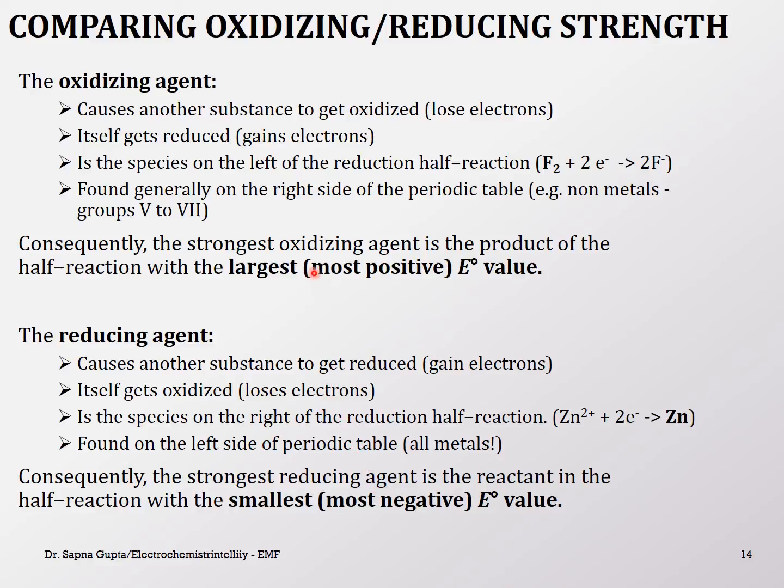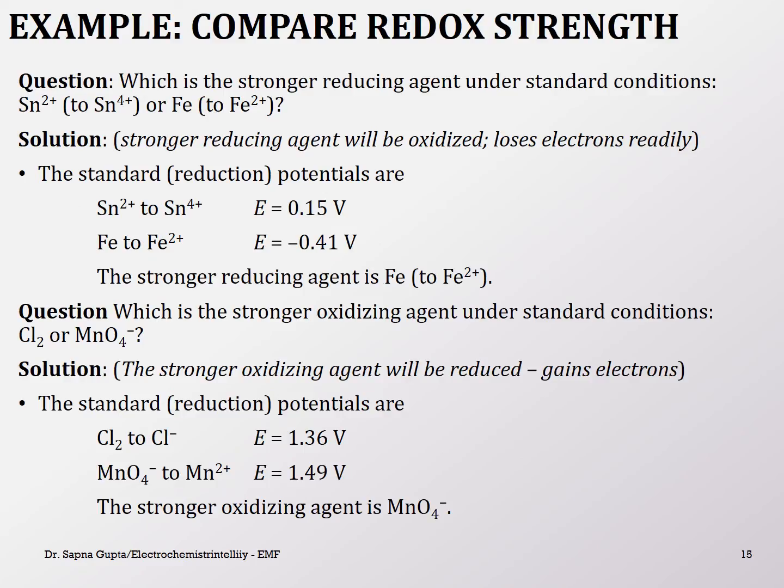Again, these are very good if you are comparing metals and non-metals. However, to compare a metal with a metal, you need to compare using the E values in the table. So this is what we're trying to do. The largest, most positive E value is for the oxidizing agent, which means it gains electrons. The largest negative value means it loses electrons. So now let's look at how to compare the redox strength.